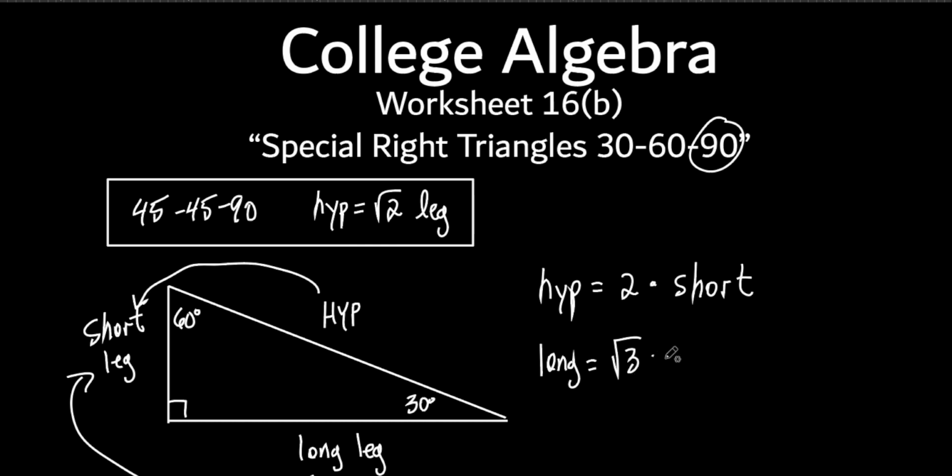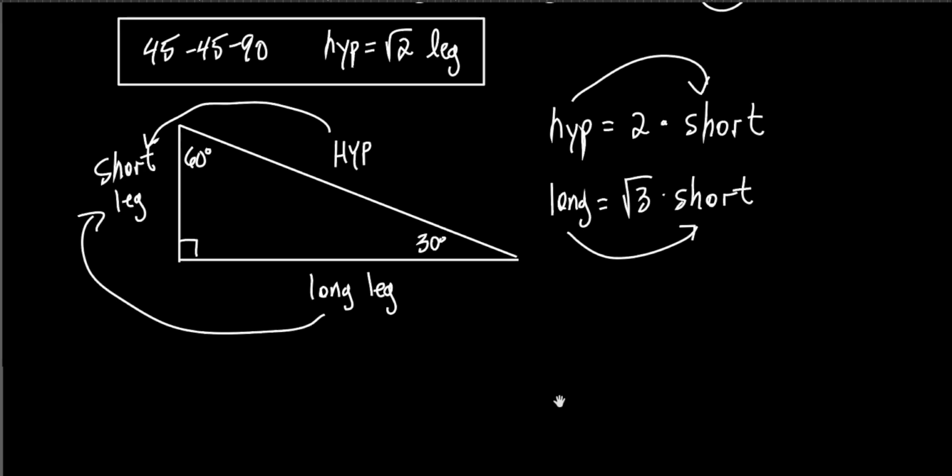But it's the square root of 3 times the short leg. Remember, both of these compare to the short leg. Everybody see that? The hypotenuse compares to the short leg and the long leg compares to the short leg. So the short leg is the one that's super important on a 30, 60, 90 triangle. Everybody good? Okay. So now you kind of understand it. But now we got to do some examples. Would you agree? Yeah, let's do some examples.